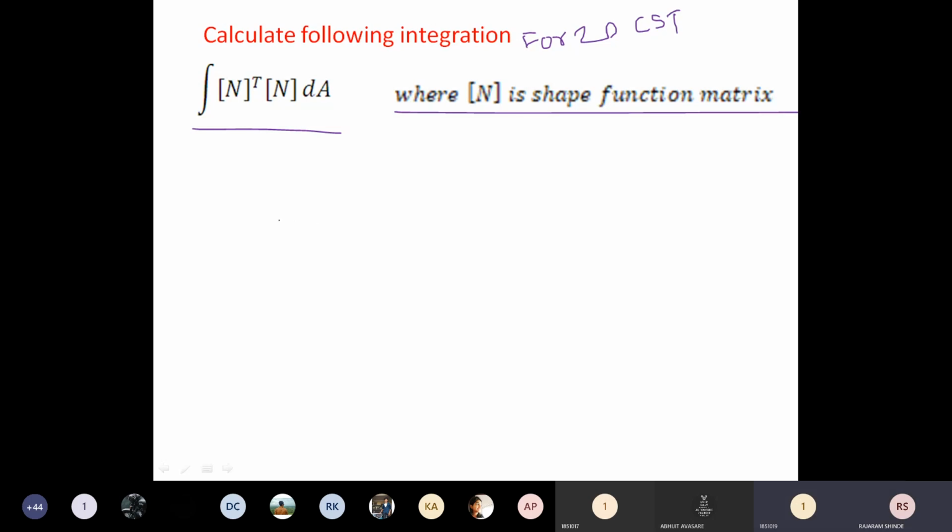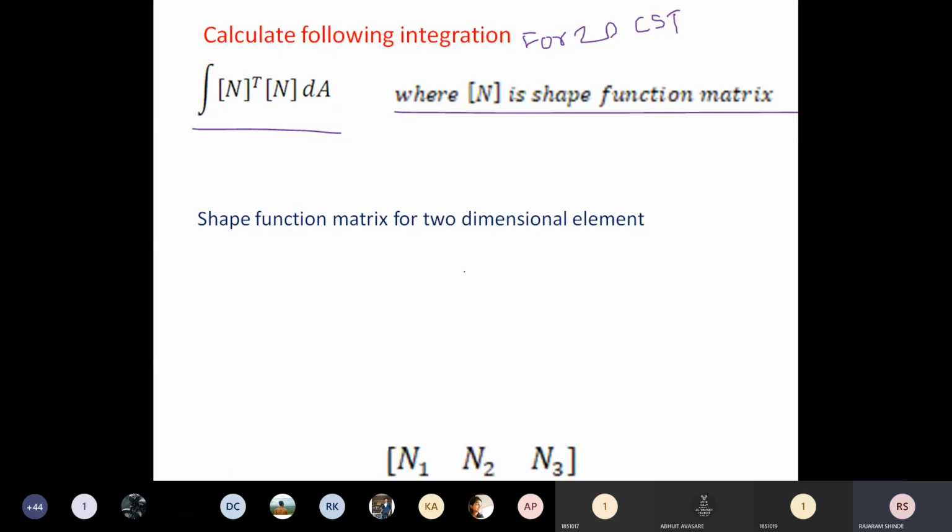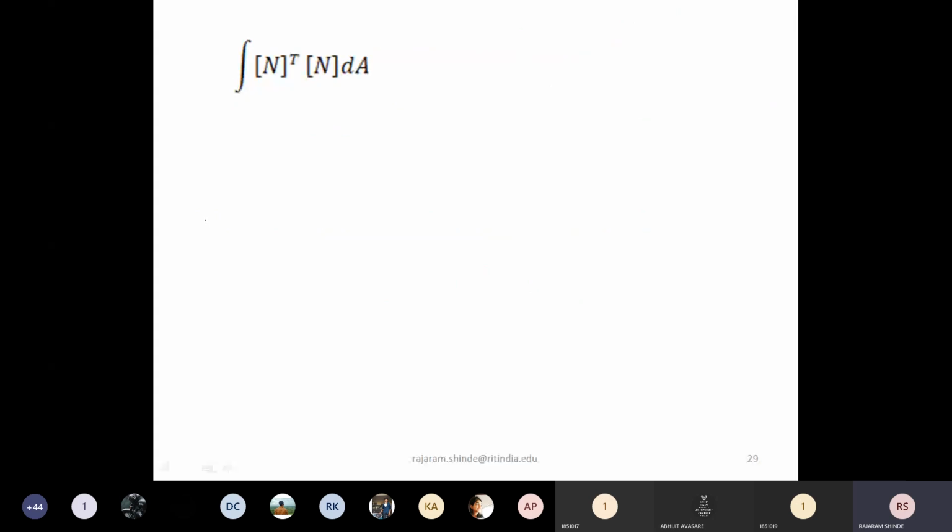Yes, sir. Yes, N. N is equal to the shape function matrix for a two-dimensional element. Two-dimensional element, already you have seen it. It is N1, N2, N3. Am I right? Yes, sir. Now you put this in this equation. In this equation, transpose of this. See here, this is a row matrix. It becomes a column matrix. Now N transpose N becomes N1, N2, N3, times N1, N2, N3 because of this one, into integration over dA. Now what is the product of this?